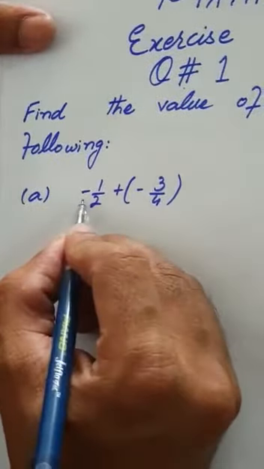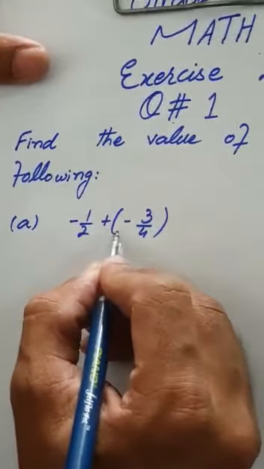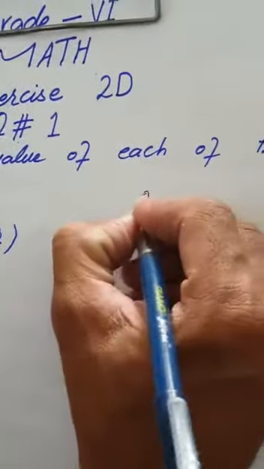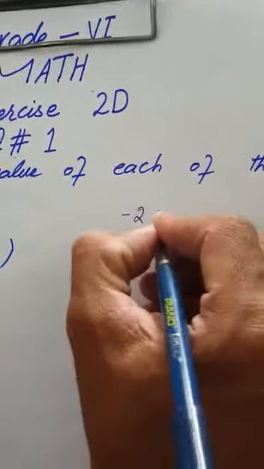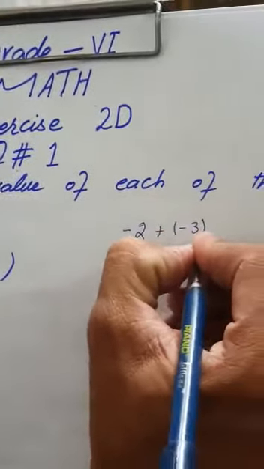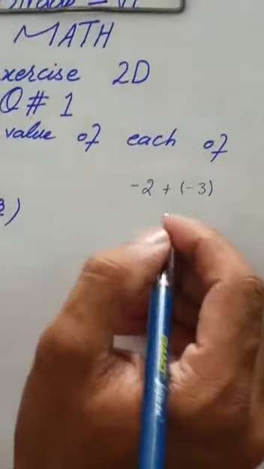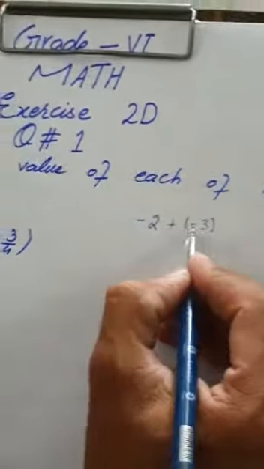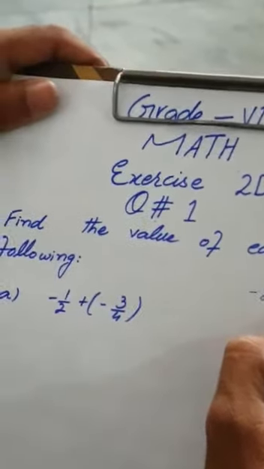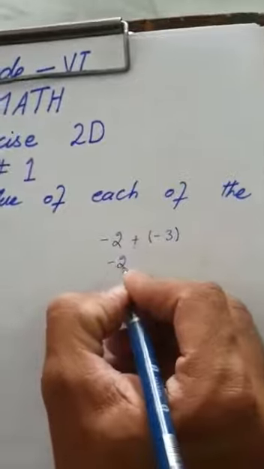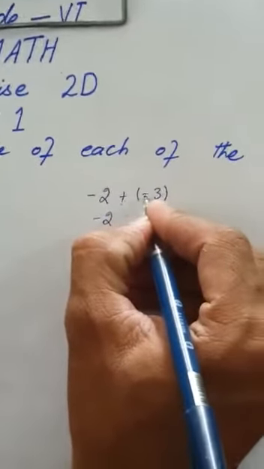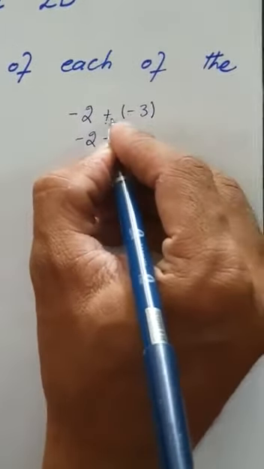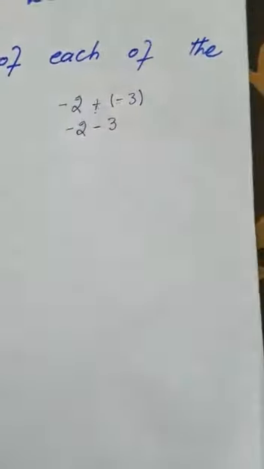In A part, we are given minus 1 over 2 plus into minus 3 over 4. Okay, in our previous questions we have seen if we are given minus 2 plus into minus 3, in this kind of question I have told you we will solve this bracket and these signs first, and this bracket means the symbol of multiplication. So first of all, minus 2, this plus will be multiplied by this minus, then our answer will be minus, because both of these signs are different signs. So minus 2 minus 3 will be our answer.